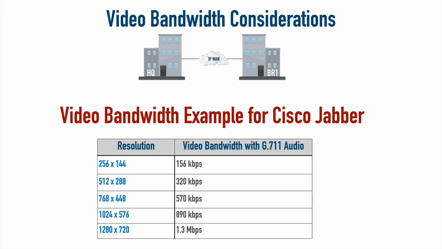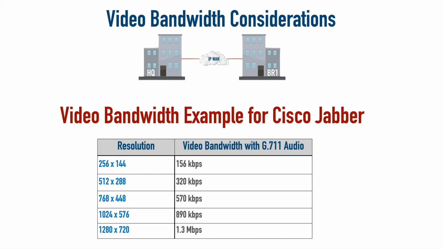Here's a table that tells us how much bandwidth is going to be required for a specific resolution. For example, let's take a look at 720p resolution, high definition. That's a resolution of 1280 by 720. That's going to take up 1.3 megabits per second by our Cisco Jabber client. And that includes not just video, it also includes the audio portion as well. And specifically, we're saying we're using G.711 audio along with the video stream, and the audio and video combined for 720p resolution on Cisco Jabber, 1.3 megabits per second.